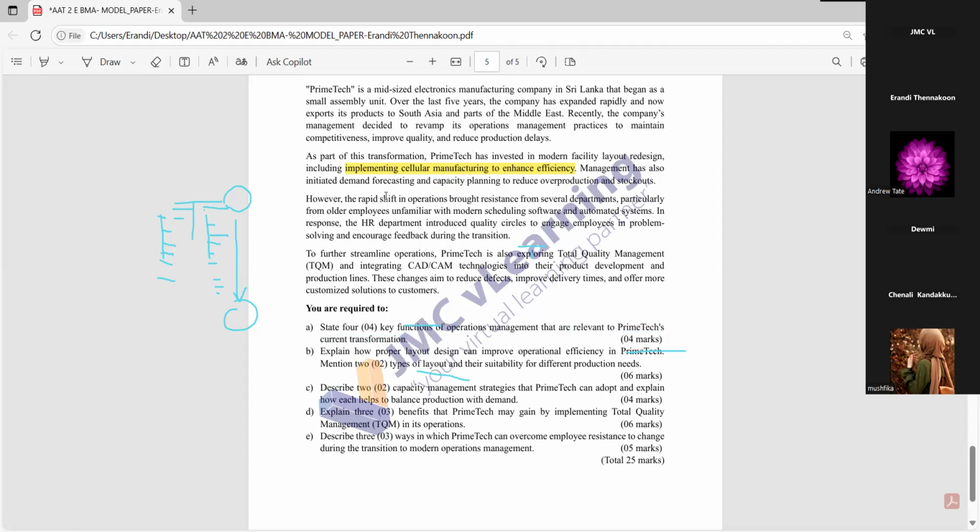And then layout designing, it is also there. This is cellular manufacturing, right? And then production scheduling and quality management. So you can write those things, right? So those are the 4 key functions of operation management. So you can get 4 marks from this, right? By stating these key functions.